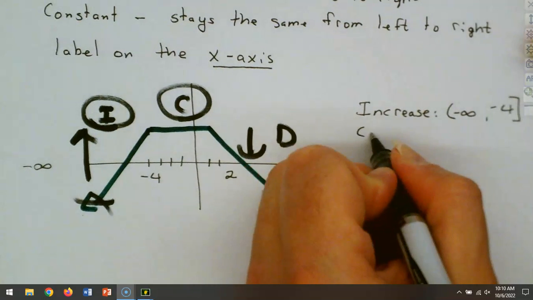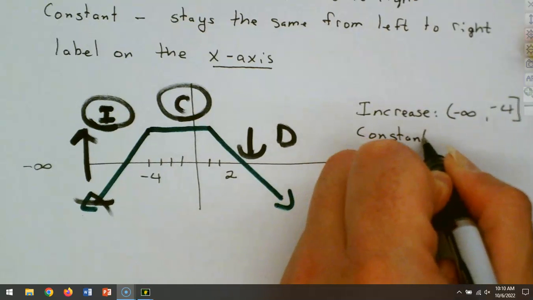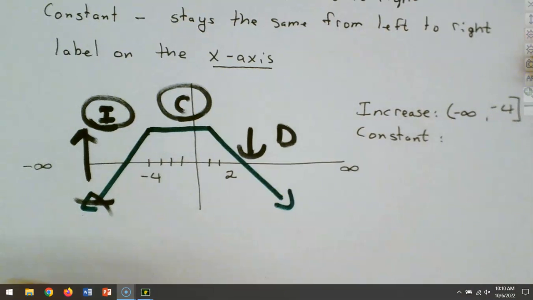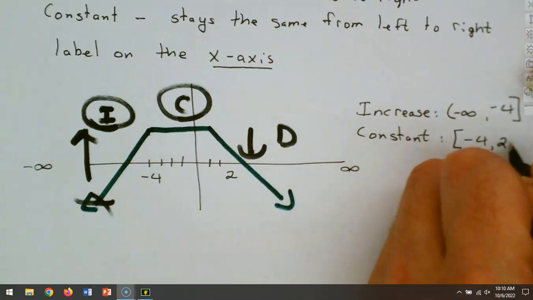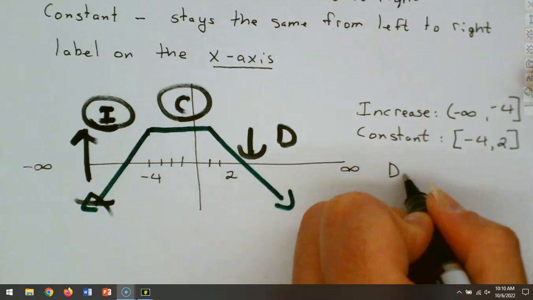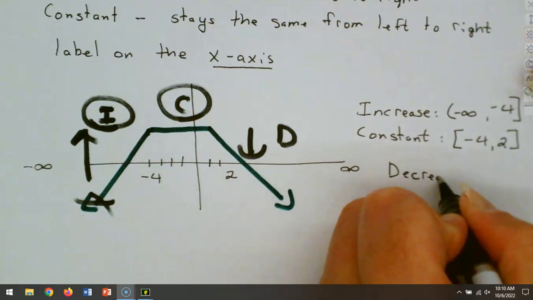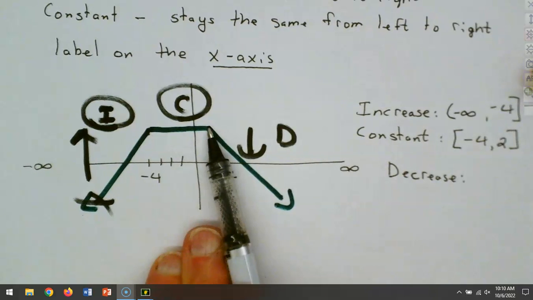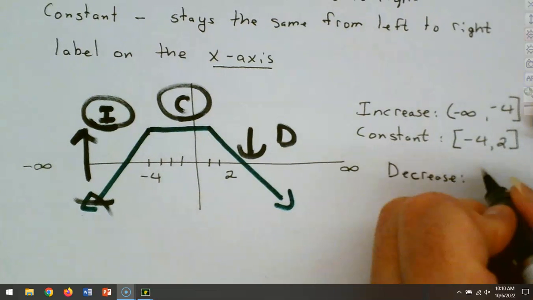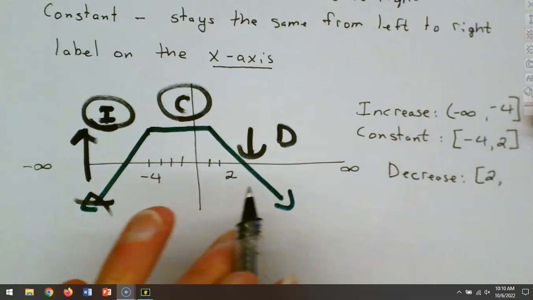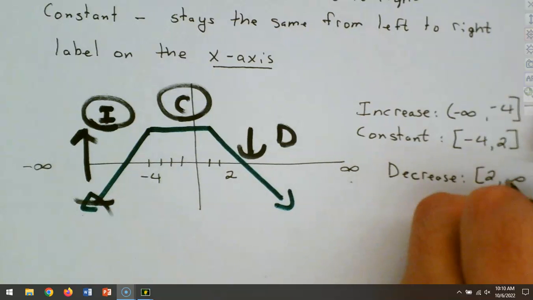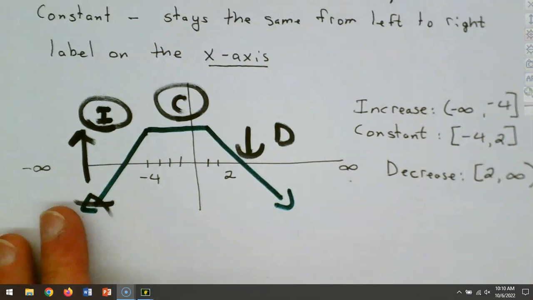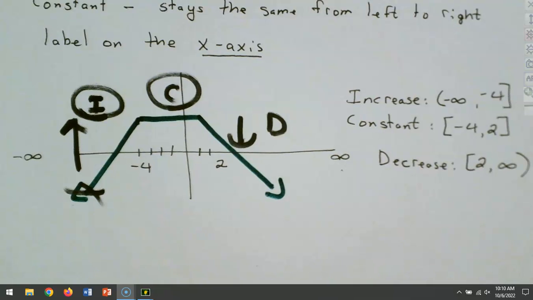Now, where does it remain constant? Yep, it stays constant from negative 4 to 2. And where does it decrease from? Here's the decrease part, it decreases from 2 to what? It's going down, going to the right, so it's from 2 to positive infinity. So that's where it increases, stays constant, and decreases.